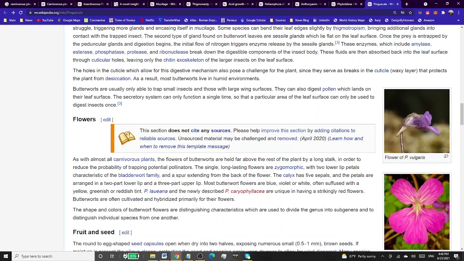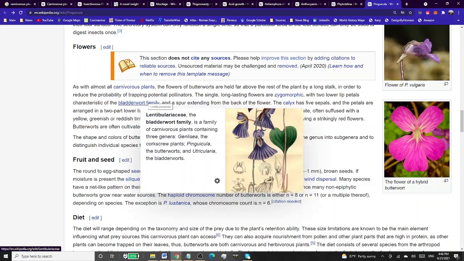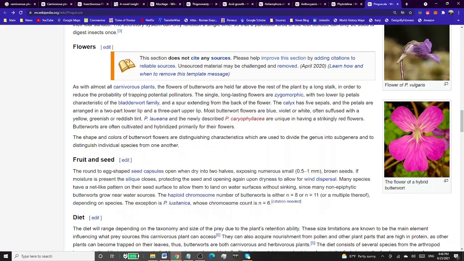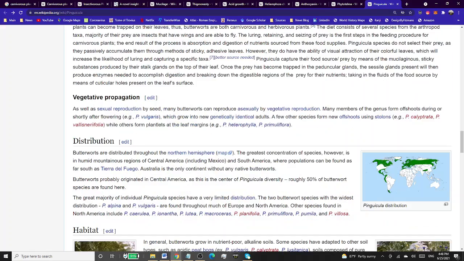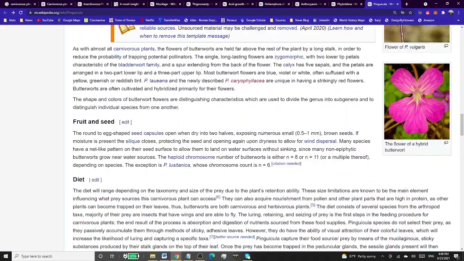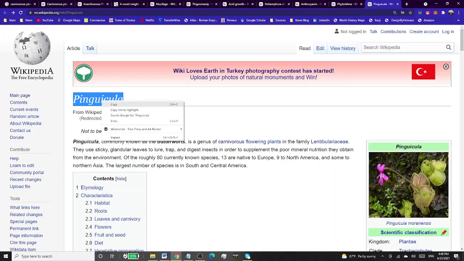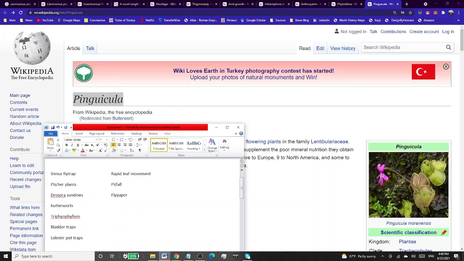Okay, butterworts. And some of them have flowers, some of them don't. Okay, there's a lot of variety here. But those are the butterworts. Sticky leaves, and they will stick to you because they're sticky.